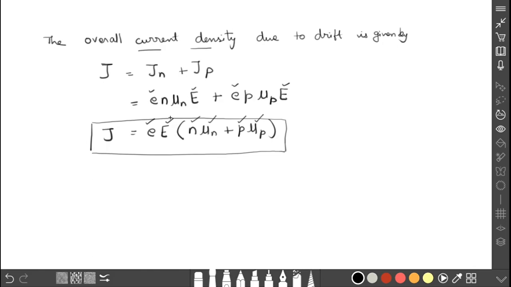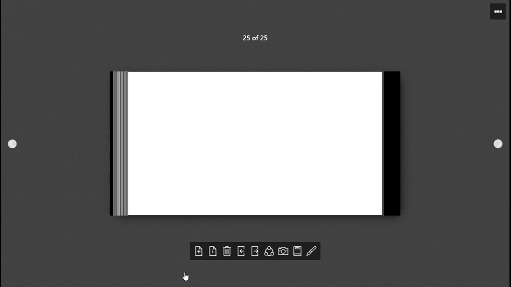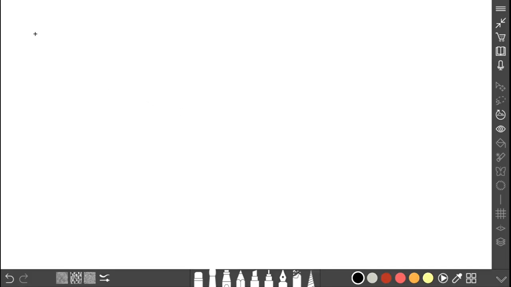So next we have to discuss diffusion current. What is diffusion current, in which direction it flows, and what is the expression, that we are going to discuss. From the name we can understand very easily. What is meant by diffusion current? The movement of charge carriers from higher concentration to lower concentration, so that the diffusion takes place from the higher region to the lower region, creates a current. That current is called diffusion current.